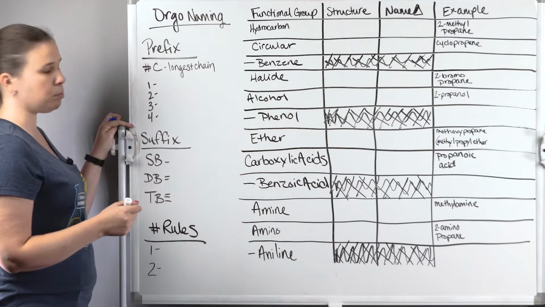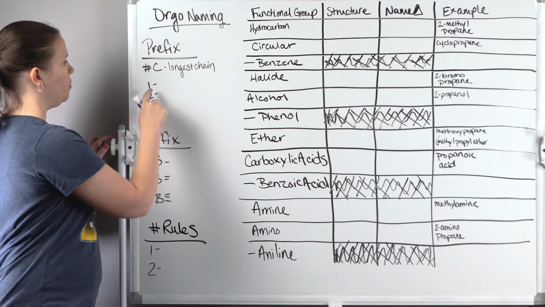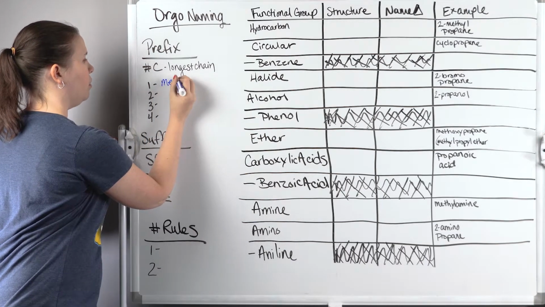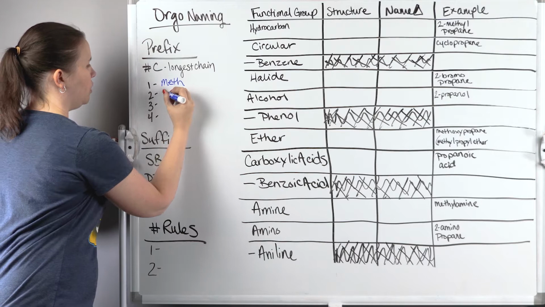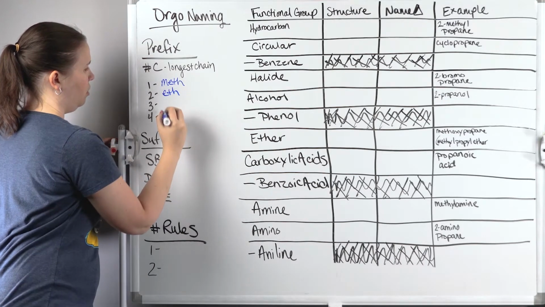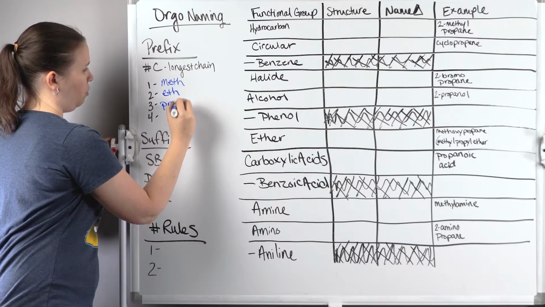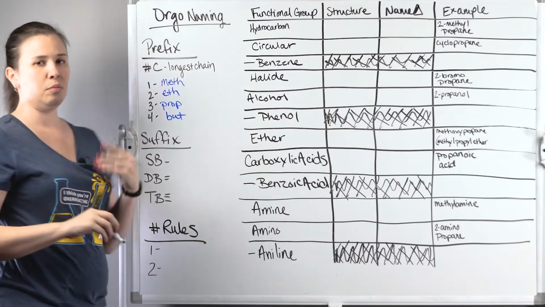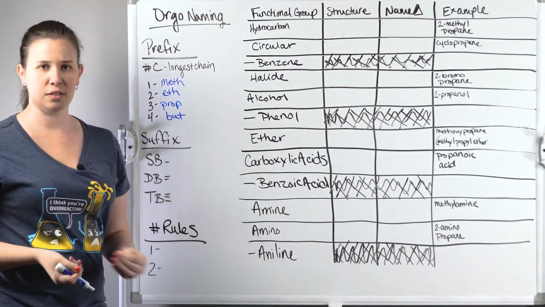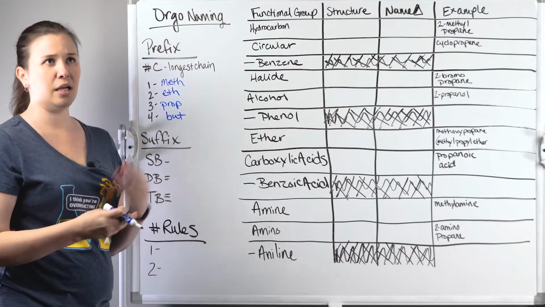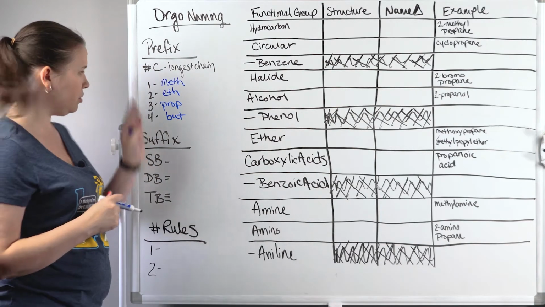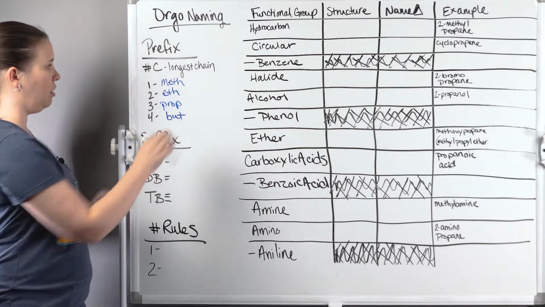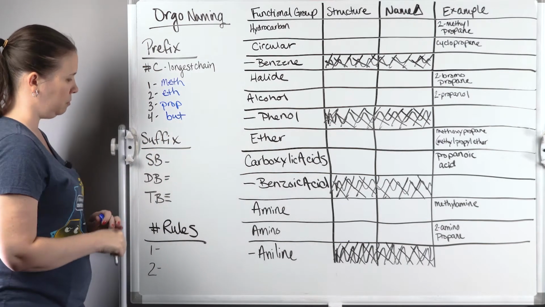And there are some unique prefixes for 1 through 4. If I have just one carbon, the prefix would be meth. For 2, it would be eth. 3, prop, and 4, but. But then you're going to get into all your normal prefixes: pent, hex, hept, oct, non, all the normal ones. But for 1 through 4, it is unique to organic naming. Meth, eth, prop, and but.